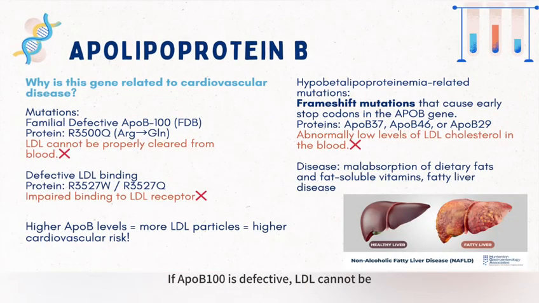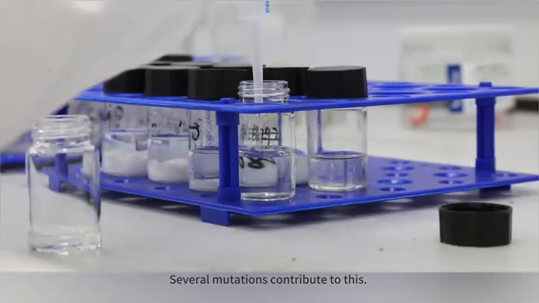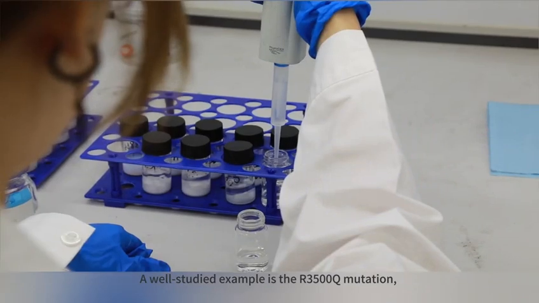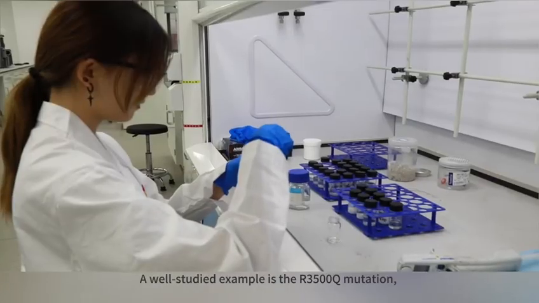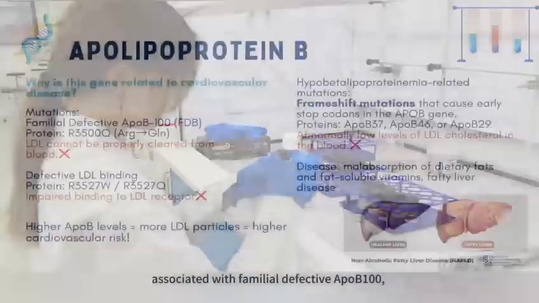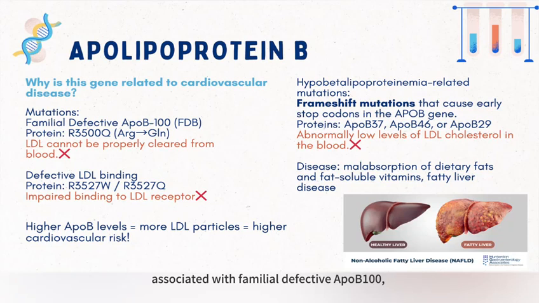If APOB100 is defective, LDL cannot be cleared efficiently, leading to elevated cholesterol and accelerated atherosclerosis. Several mutations contribute to this. A well-studied example is the R3500Q mutation associated with familial defective APOB-100, which reduces binding affinity to LDL receptors and causes premature heart disease.